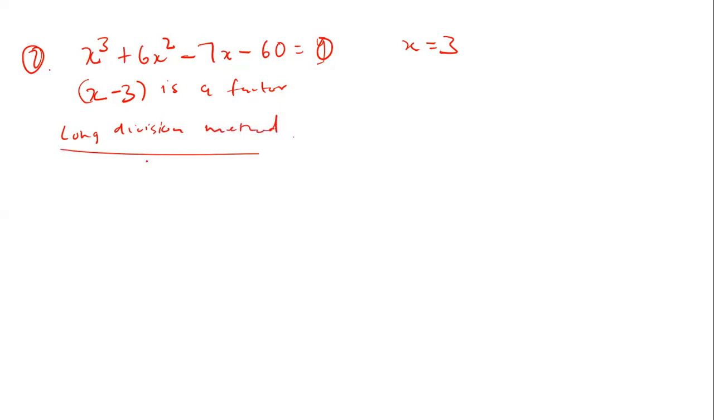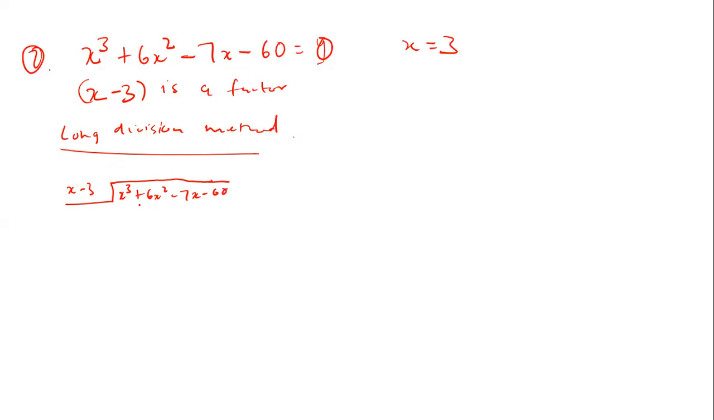Right. So if I consider using the long division method, remember, this is my factor. I'm going to say here I have x minus 3. And therefore, this cubic function over here, I'm going to write it under this line. So I have x to the power of 3 plus 6x to the power of 2 minus 7x minus 60. Okay, so this is our cubic function. So now let us divide this cubic function by this factor to get other factors.